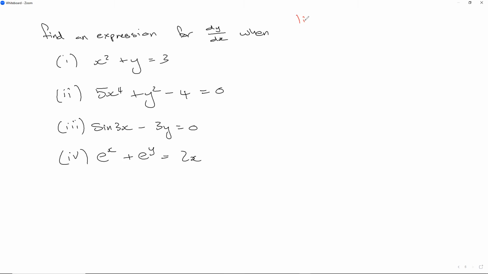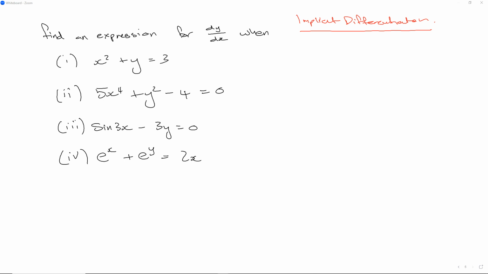Okay, so implicit differentiation. Try each of these and then we'll go through it.